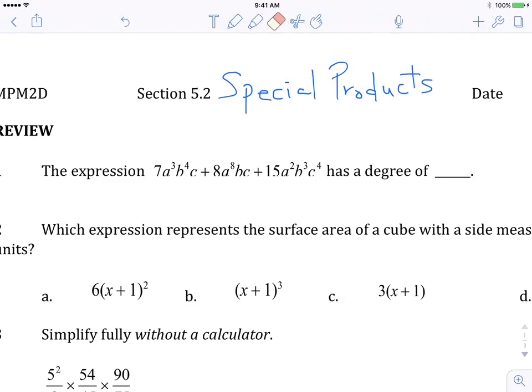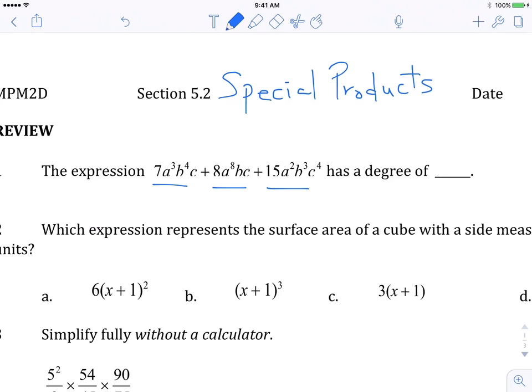Okay, gentlemen, welcome to section 5.2, special products. This first question asks us what the degree of this expression is, basically. And first you need to recognize that it is a trinomial. There's one, two, three terms connected by addition or subtraction.